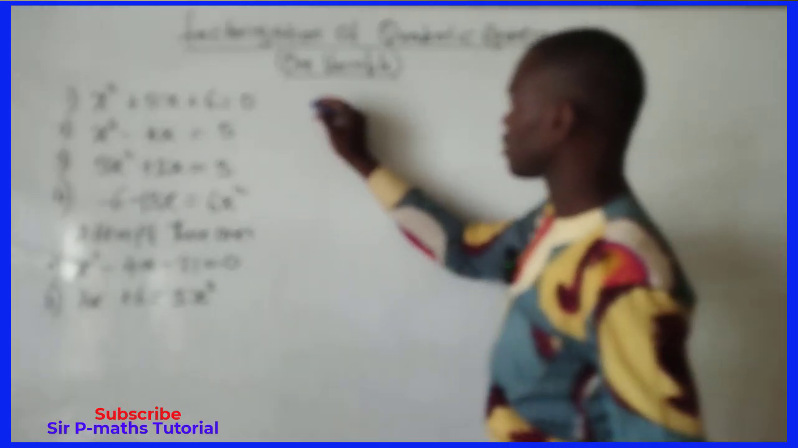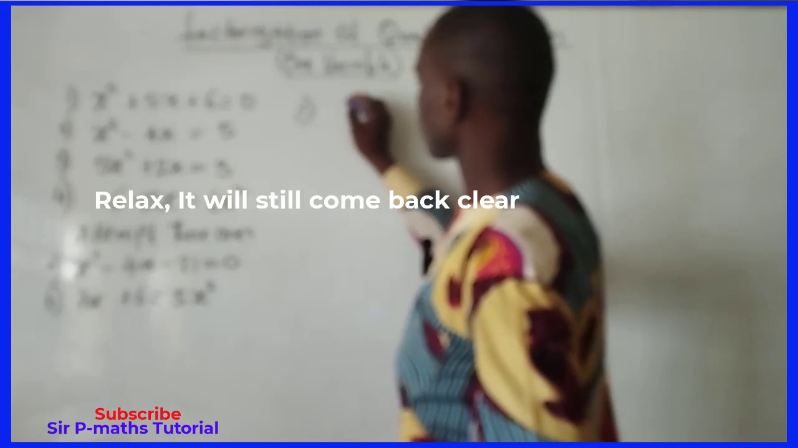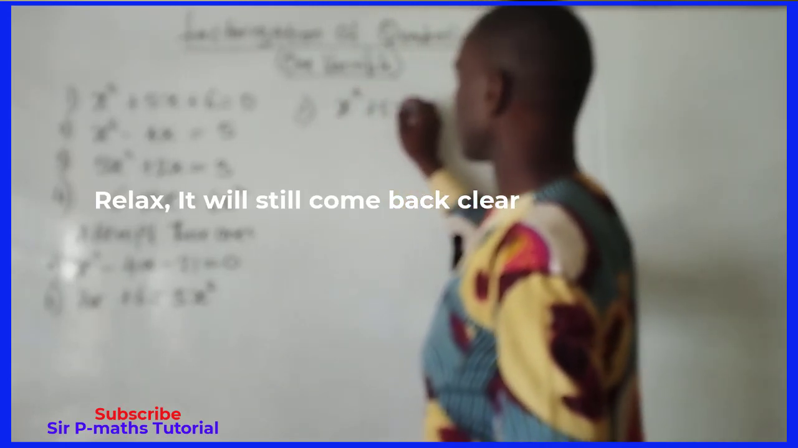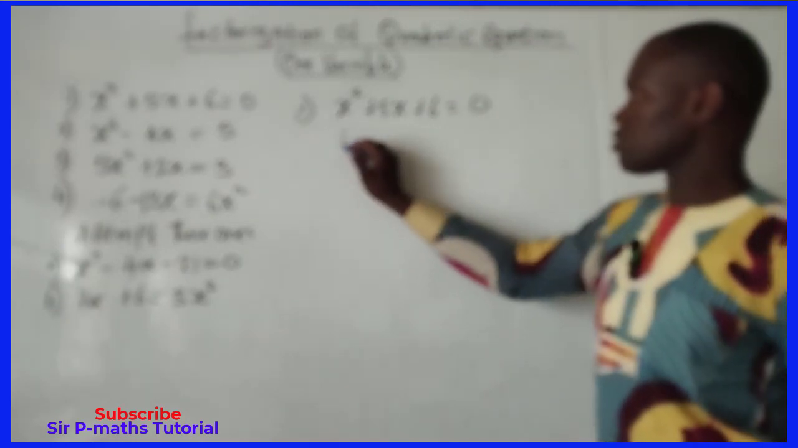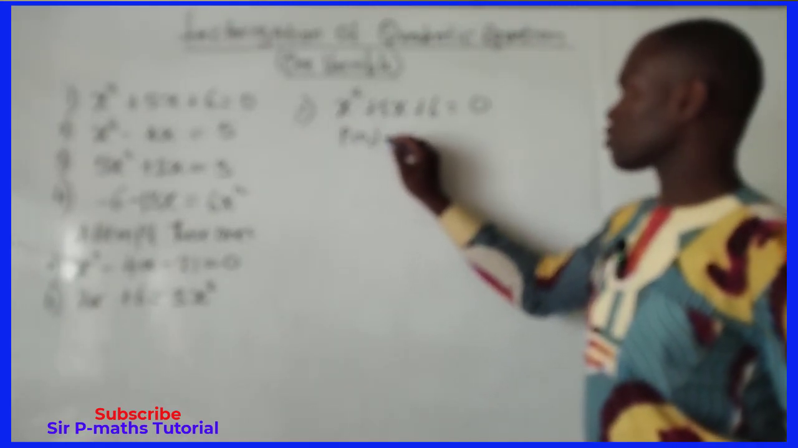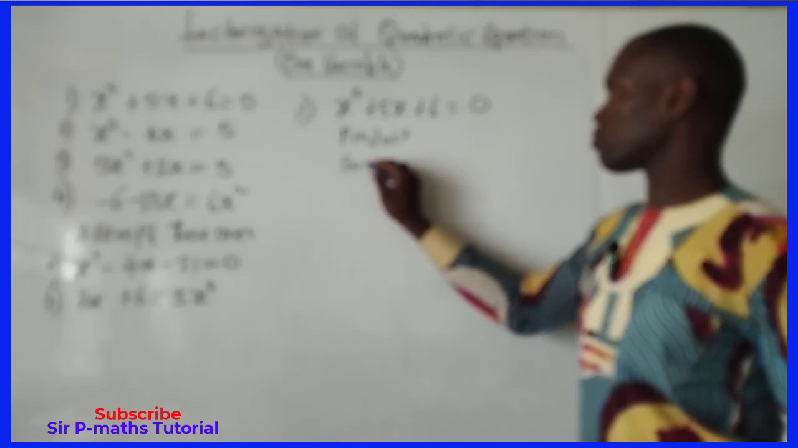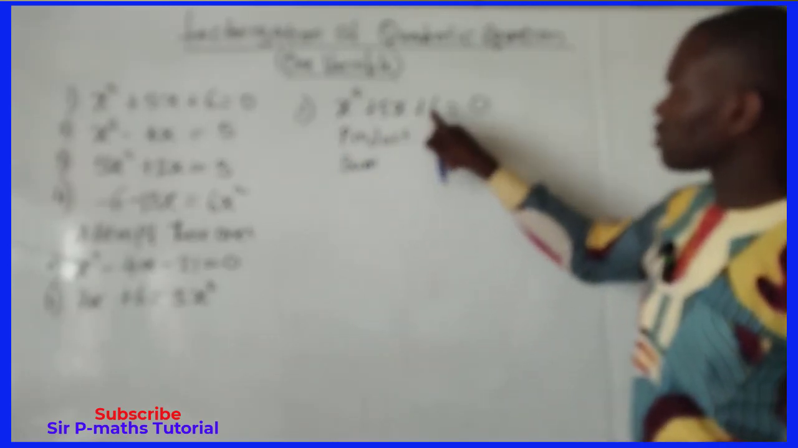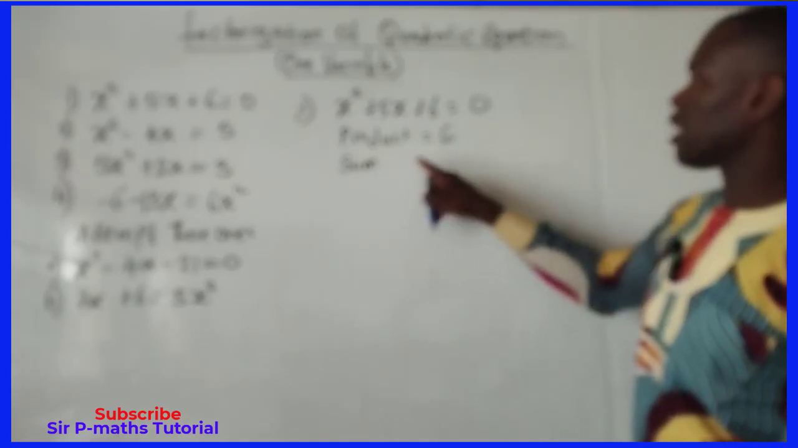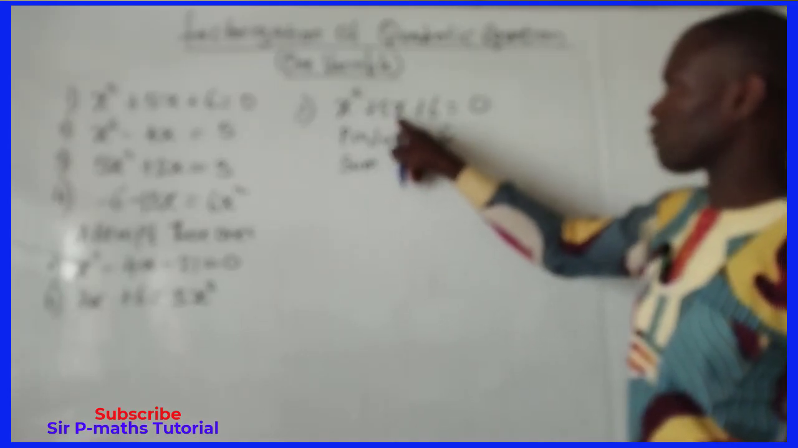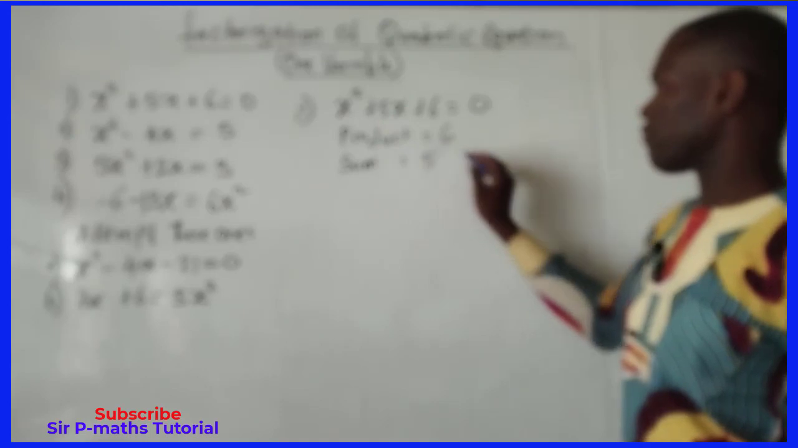All right, so let's consider number one. x squared plus 5x plus 6 equal to 0. The first thing I will do is to extract my product and my sum. My product is always the constant, all right? I have 6 here. And the sum is the coefficient of x, which is 5.